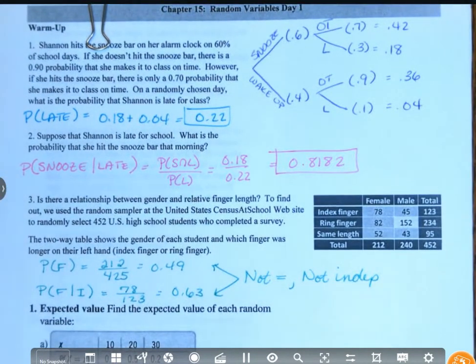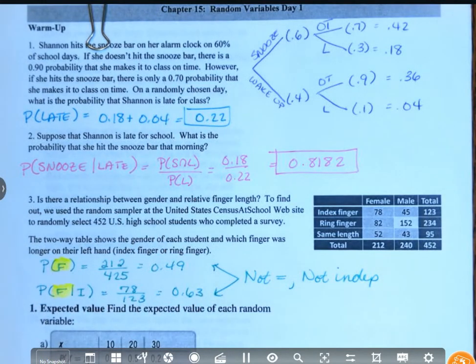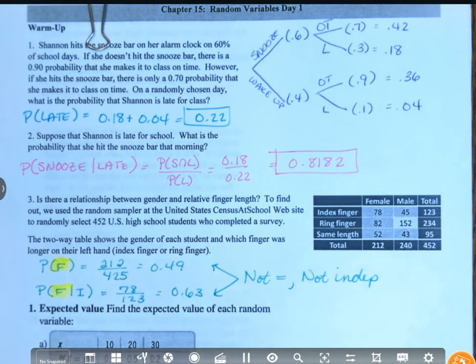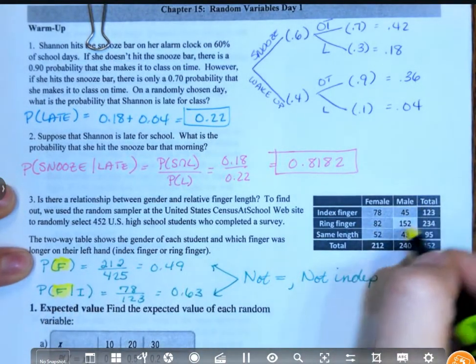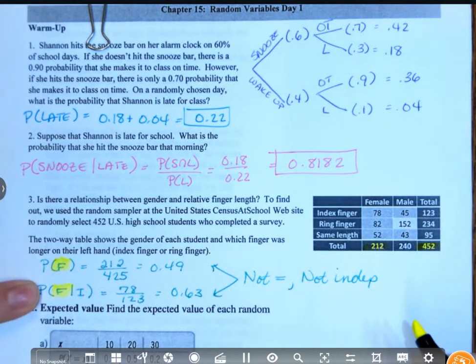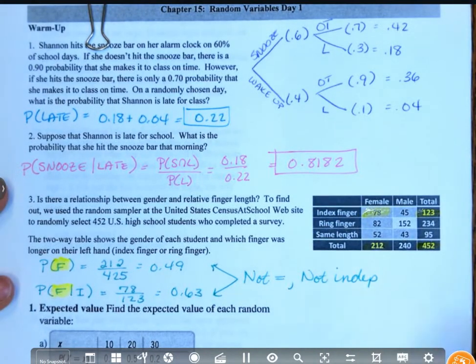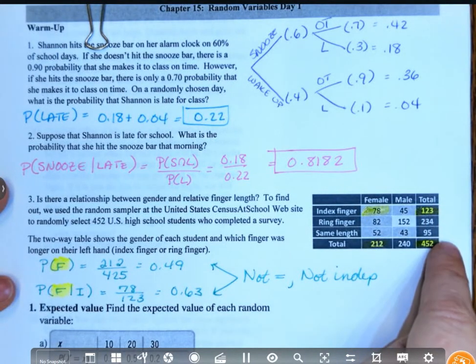And for number 3, there are so many different ways that you can do this. If you are talking about writing them in statement form, which you will need to do for your definition of independence, you need to make sure that that first letter always matches. And what you can do is you can start with the box itself and figure out those and then talk about what you're comparing. The probability of female is 212 over 452. Female given index finger, that's 78 over 123. You want to make sure that it makes your box.